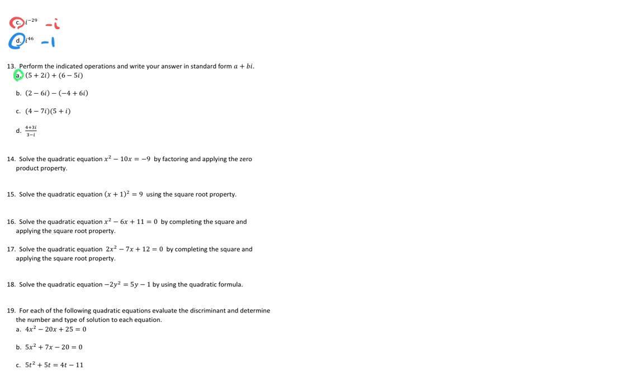Okay, so now we're going to do some operations using imaginary numbers, and importantly, we need to remember that we have to write this in standard form. So for 5 plus 2i plus 6 minus 5i, this one's pretty simple because we just get to combine all our like terms. 5 plus 6 is 11, and then 2i minus 5i is just going to be negative 3i. So this one works out to be 11 minus 3i.